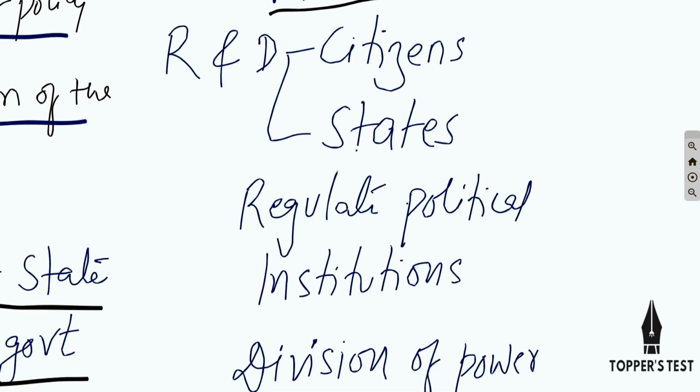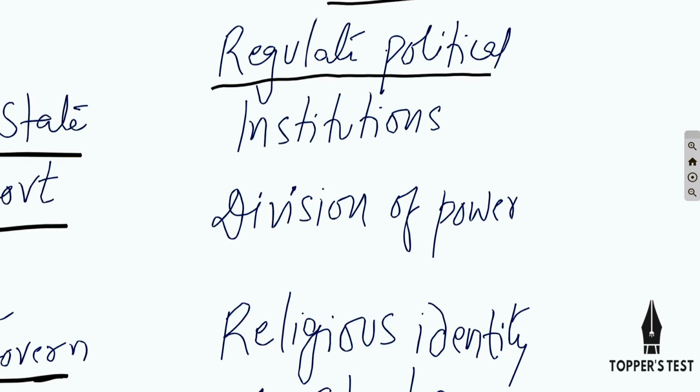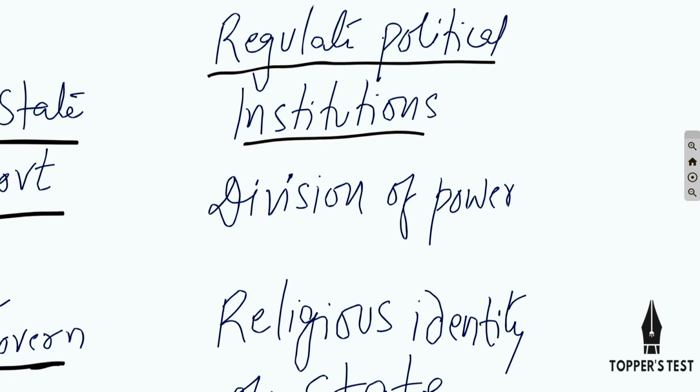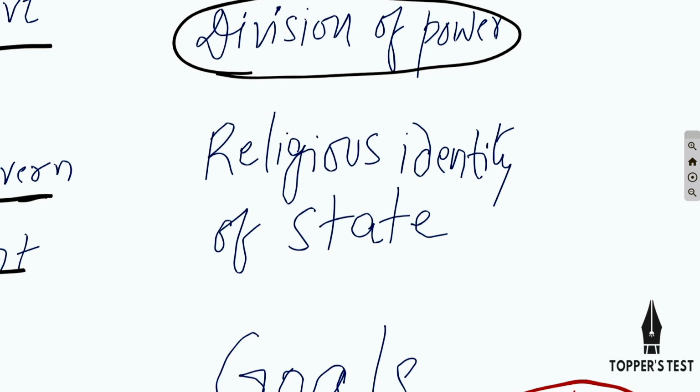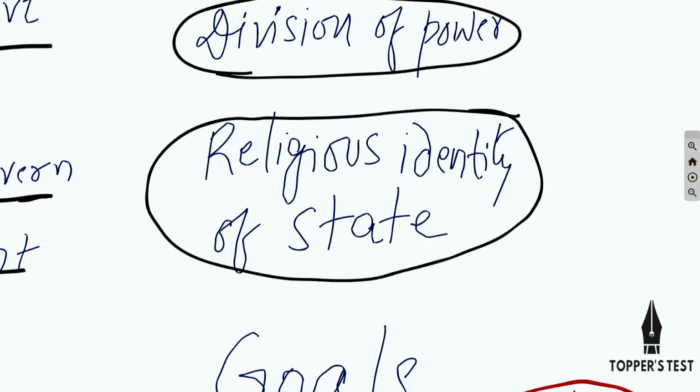It also tells about the rights and duties of citizens and states. It tells how the political institutions, that is legislature, executive, and judiciary, will be regulated, and it also divides the power of a government. And the most important thing nowadays, when religion has taken the central place in debate and discussion when politics comes into the picture, the constitution has to tell about the religious identity of the state.